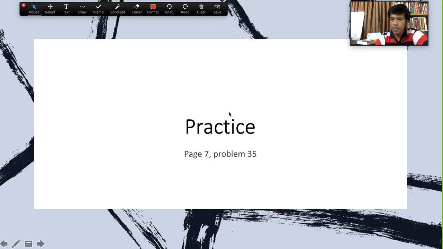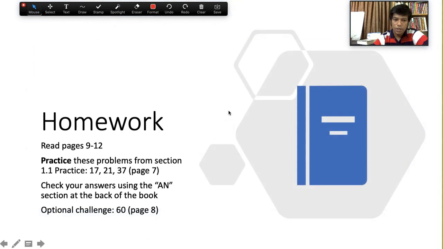During the class, we'll practice it, and you can also practice this math from the book. There is an optional challenge problem, page number 4, question number 60. Try to solve it. In the answer section of our book, you will have the answer, so you can practice these problems from there as well.